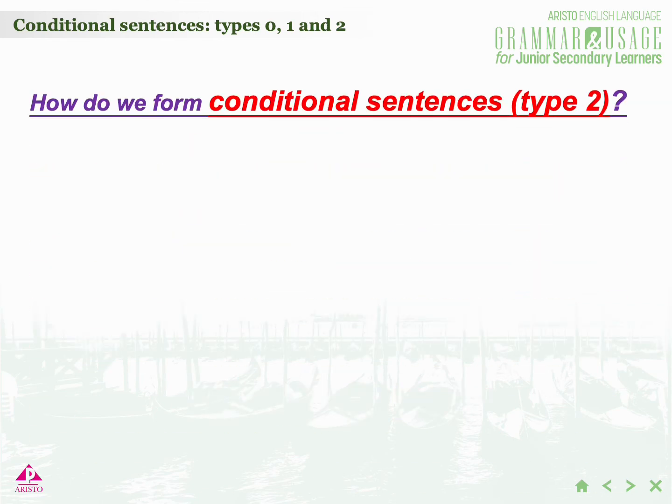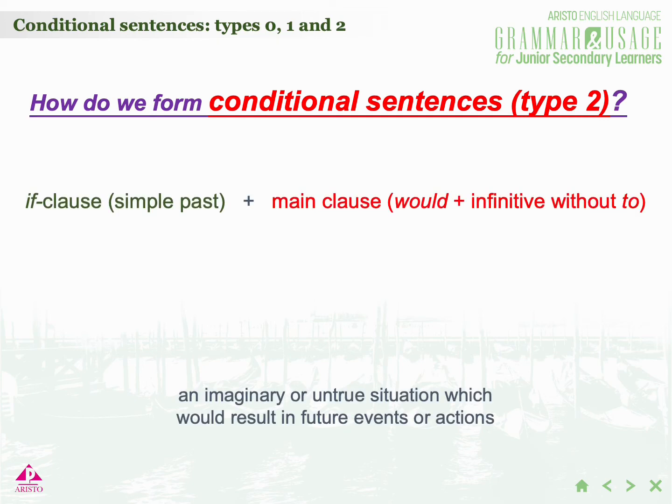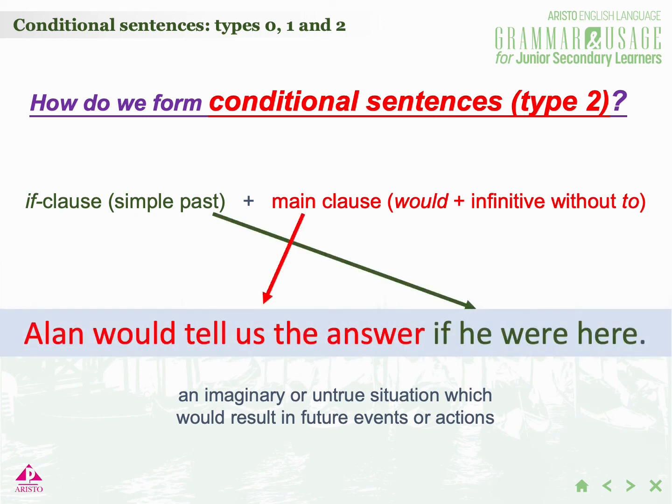Finally, let's learn about conditional sentences type 2, which are sometimes called second conditional. To form the second conditional, we combine an if clause, which is in the simple past tense, with a main clause which uses would and then an infinitive without to. We use the second conditional to describe an imaginary or untrue situation which would result in future events or actions. Here is an example. Alan would tell us the answer if he were here. This sentence tells us that Alan is not here, and what would happen if he were here.